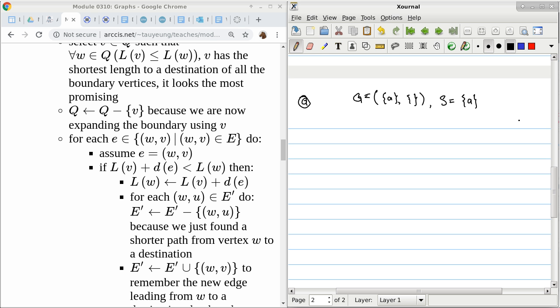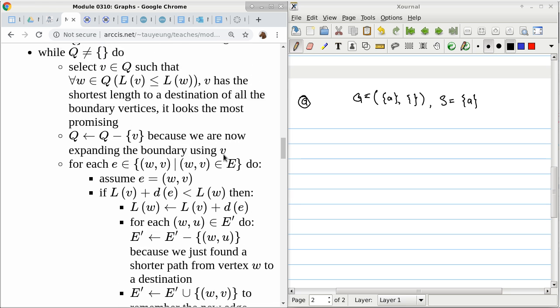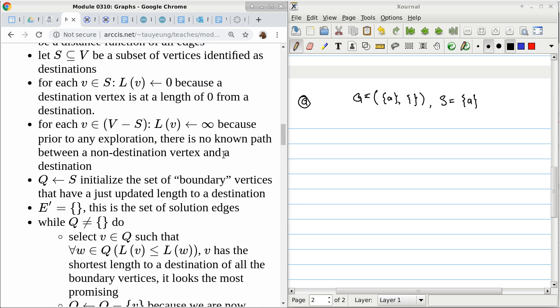Okay, so we'll go through the initialization of the algorithm, which is going to be very simple because we only got one vertex, right? So we now say L of vertex A is initialized to 0. Is that okay? And we don't have anything that is not a destination, so this part of the algorithm has nothing to do because V minus S is empty. Then we go to the next one, which basically says Q is just A itself, right? That's what the initialization of Q is going to do. And then E prime is an empty set.